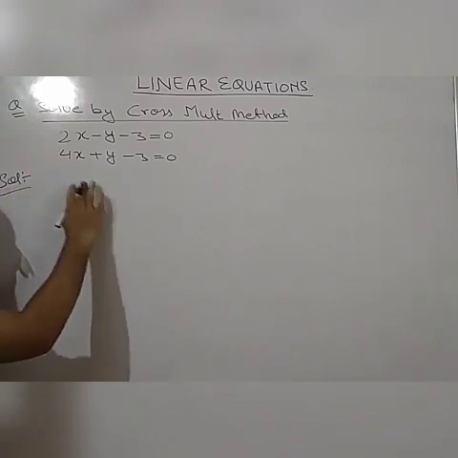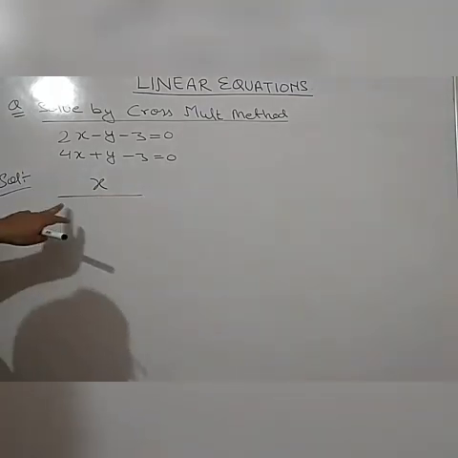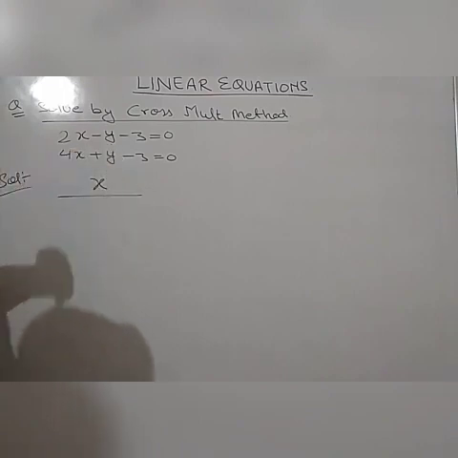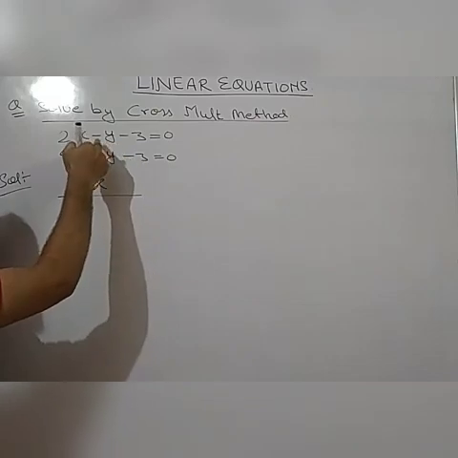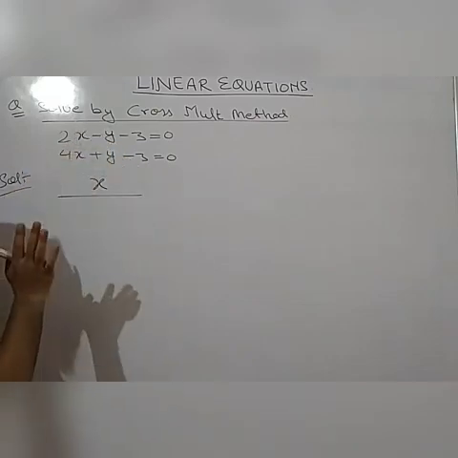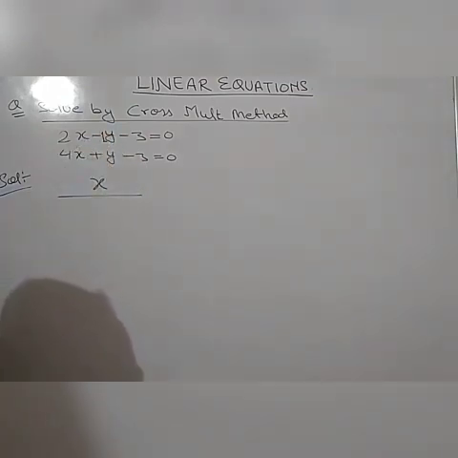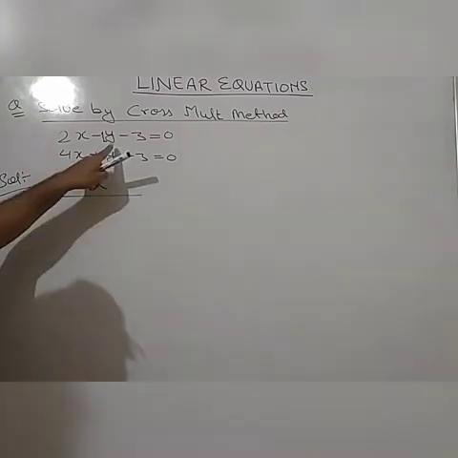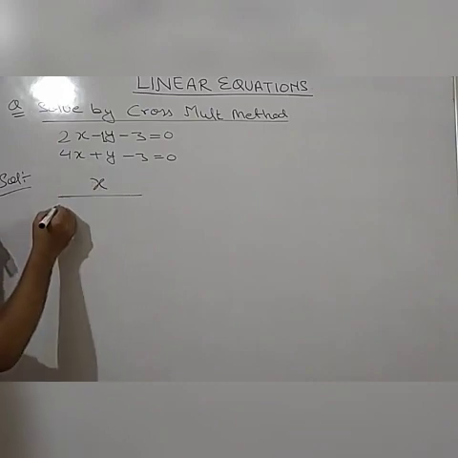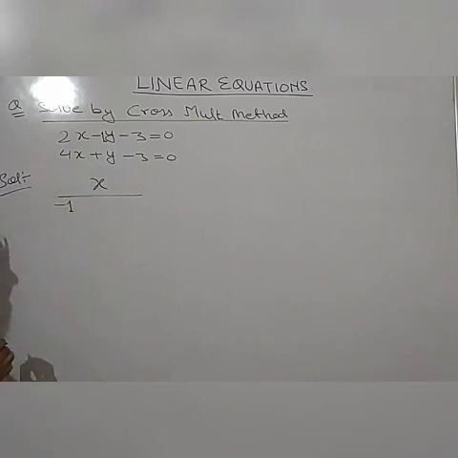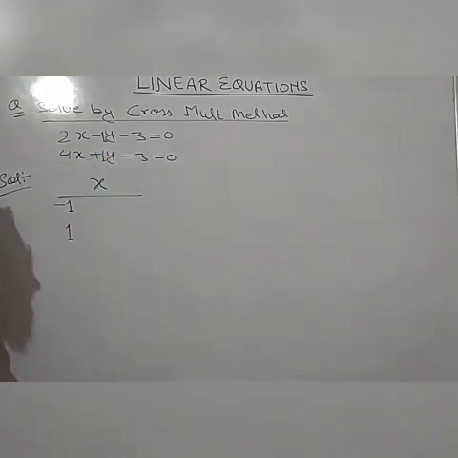So first write x upon, as I told you, first we will write the coefficient of y. So what is the coefficient of y in the first equation? Because here nothing is written, it means it will be 1 and the sign is minus. I told you you have to take the sign also. It means the coefficient of y is minus 1 in the first equation, so we will write minus 1. Then in the second equation it is plus 1y, so we will write 1 only.